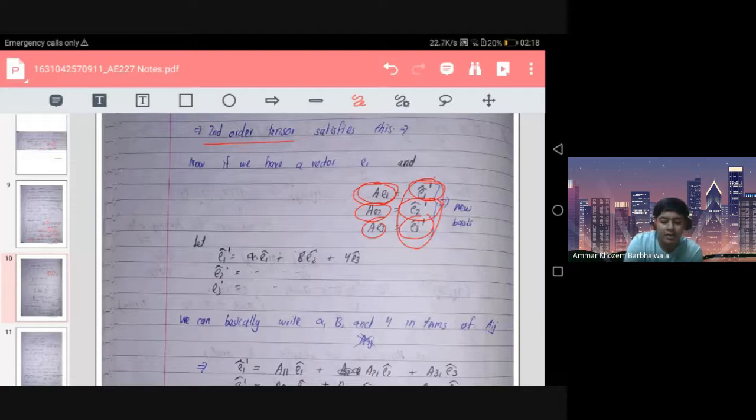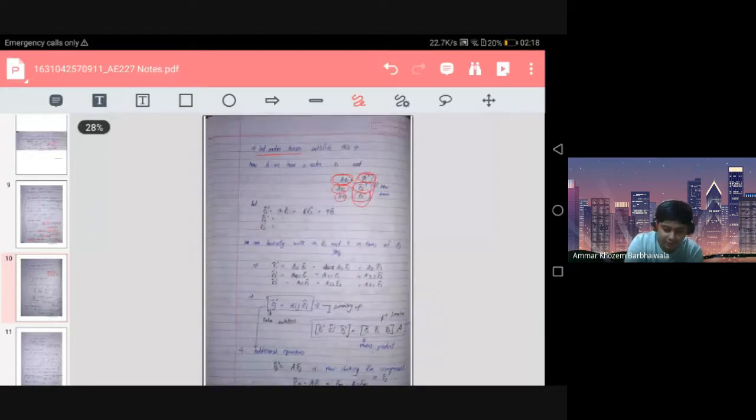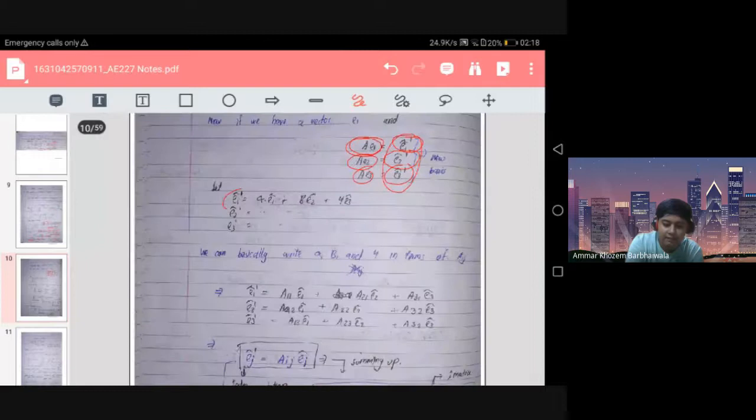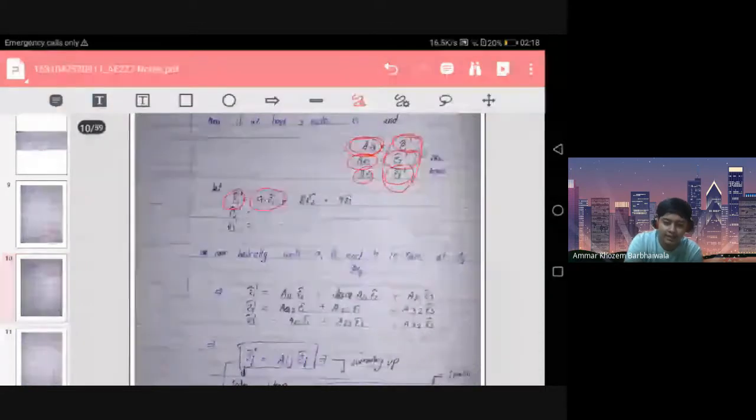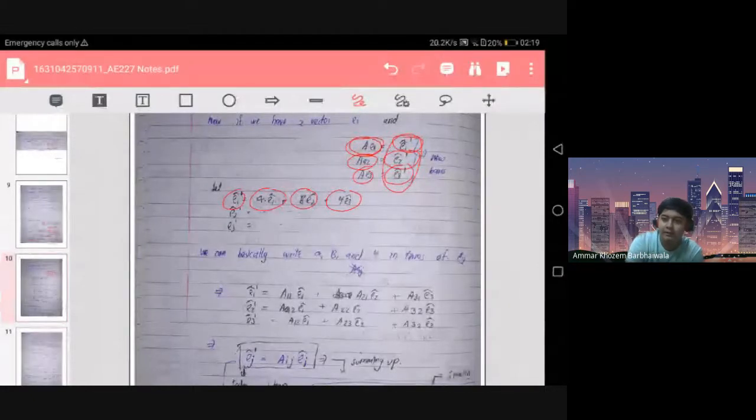Let's suppose I represent e1 dash in terms of the original basis. After transforming e1 with A, e1 dash would be in some arbitrary direction. So e1 dash would be alpha times e1 plus beta times e2 plus gamma times e3. So it's some vector represented in terms of the original basis. And e2 dash and e3 dash are also represented in that way.